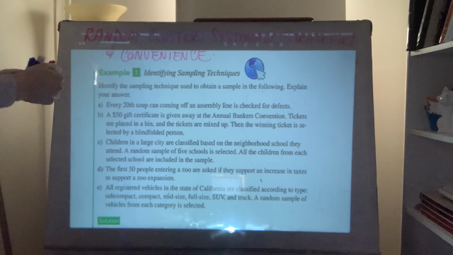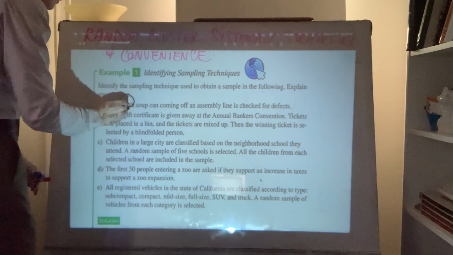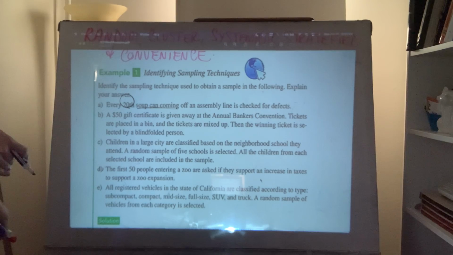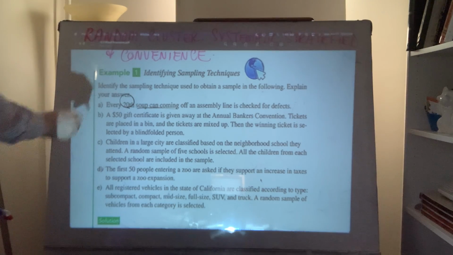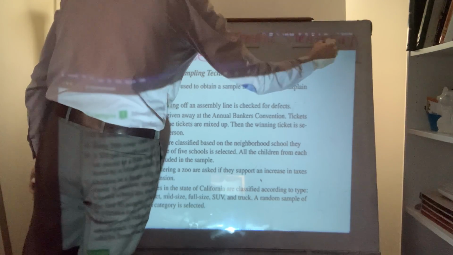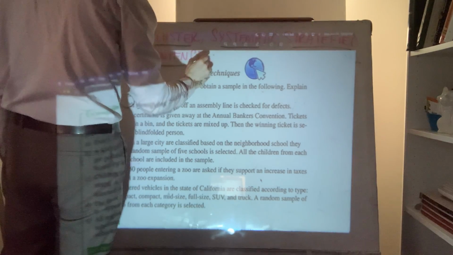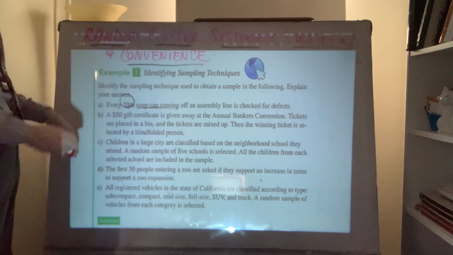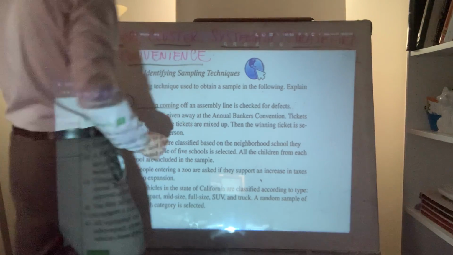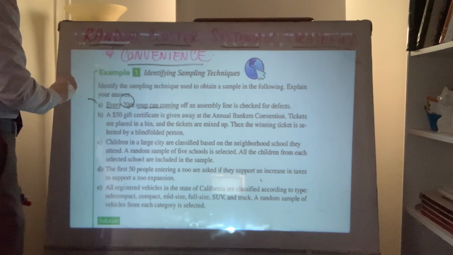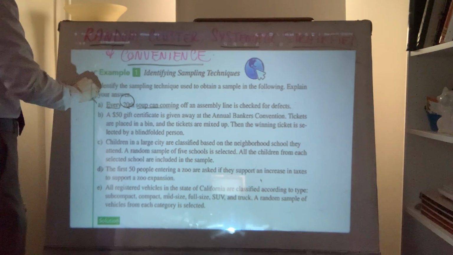Explain your answer. A. Every 20th soup can coming off an assembly line is checked for defects. Based upon these 5 choices and certain cues, suspect phrases, what would you guess is the sampling method here? If someone is strategically taking every 20th, that would be systematic.